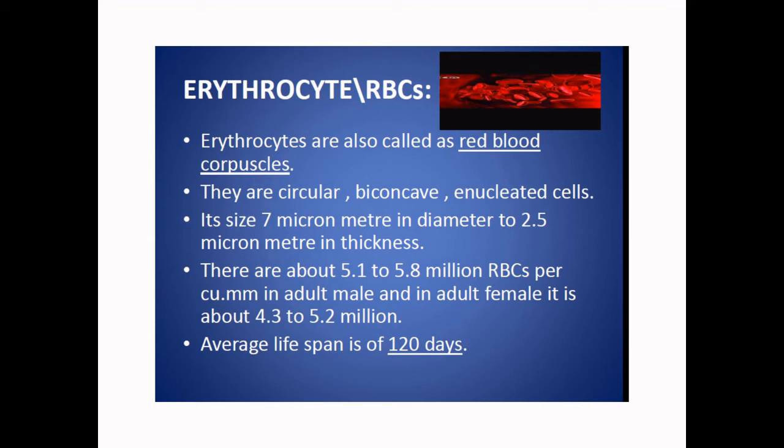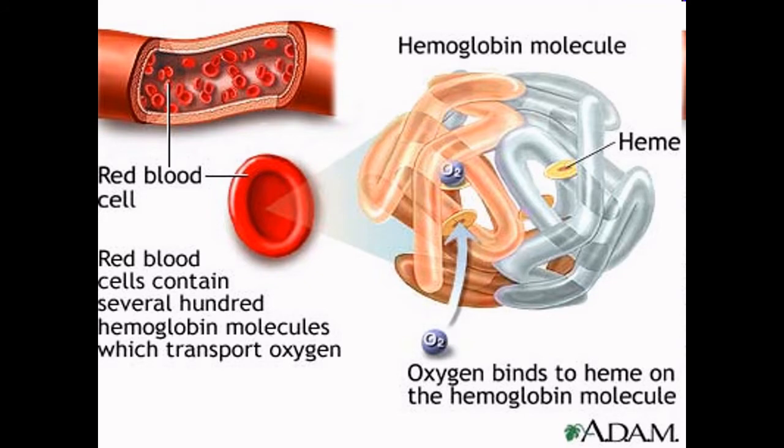Now we'll see why these red blood cells are called red blood cells. Obviously they are red in color, but how is that red color attained by the cell? The cell attains the red color because of a protein molecule known as hemoglobin. This hemoglobin consists of a heme group, an iron group present in it.